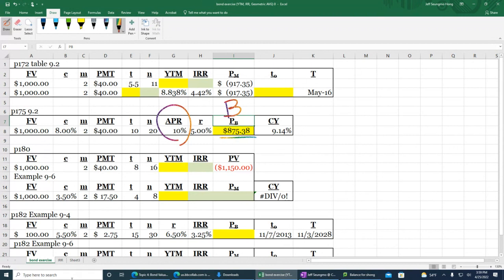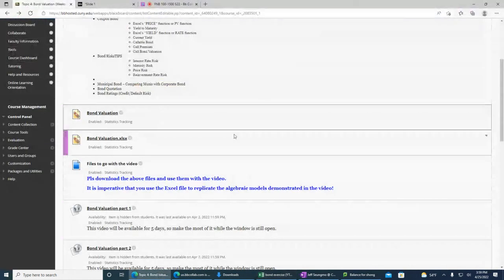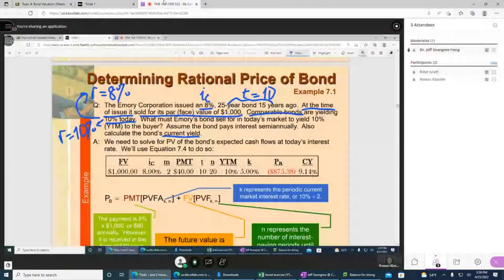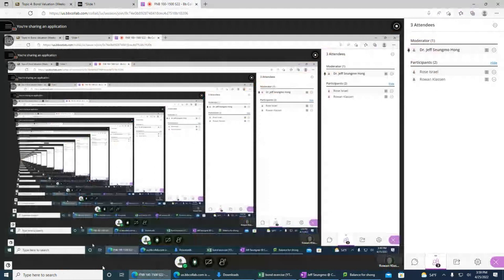Okay. All right. So if you are done with this, let's take a 10-minute break. All righty, 10-minute break. I have two people here. Rose Israel, are you there? Rose? Rowan Klassen? Yes. Okay, Rose, you're there. Rowan, are you there? Rowan? Yeah, I'm still here. All right, you're there. Okay, let's take a 10-minute break.